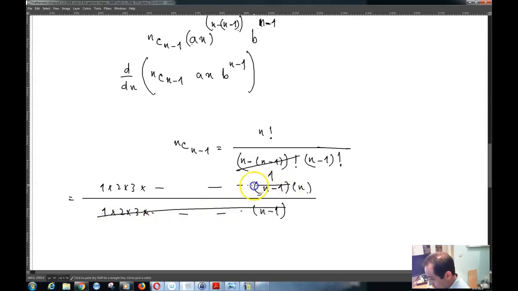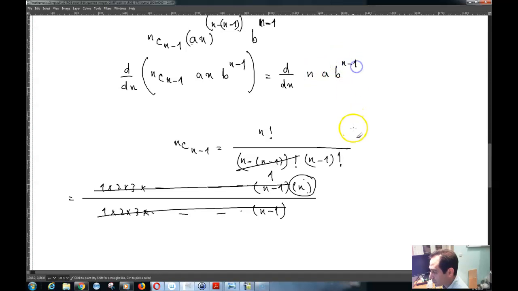And when you calculate this, you'll get just n. So I can write this as d by dx of n times a times b raised to the power n minus 1, and the derivative of x is just 1. So that is n times a times b raised to the power n minus 1, then x over here.